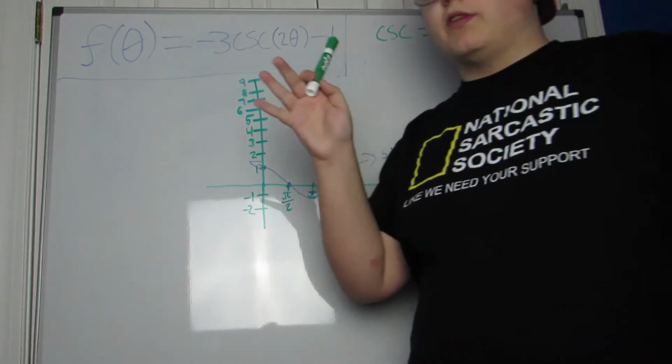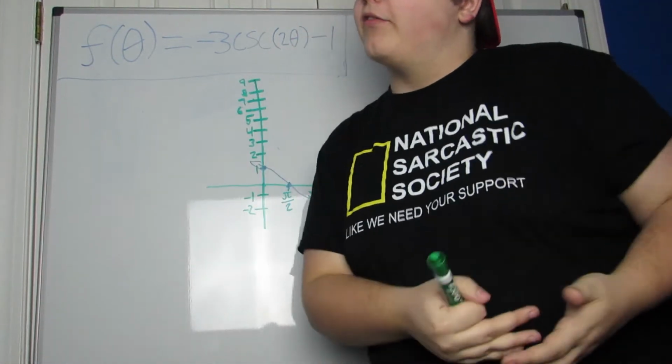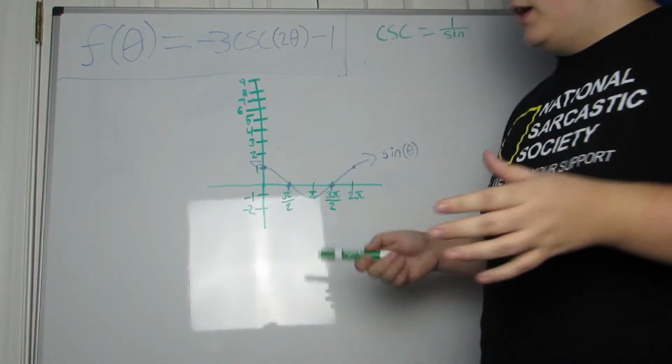I'm going to make a video explaining how to graph the function f of theta equals -3 cosecant 2 theta minus 1. In order to first really tackle this problem, you need to know how to graph sine of theta. To know how to do this, you need to understand the unit circle.